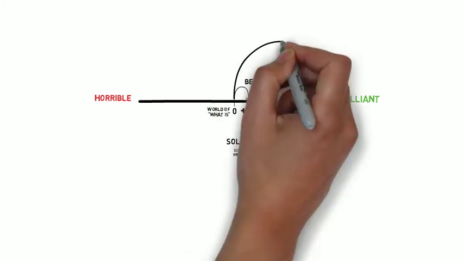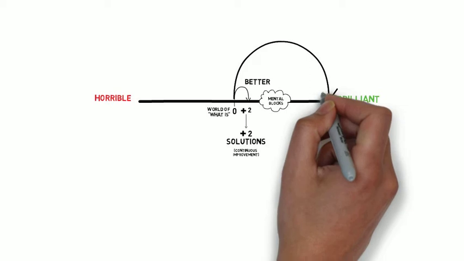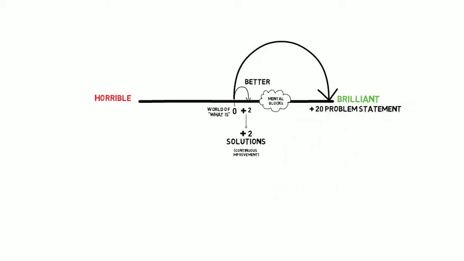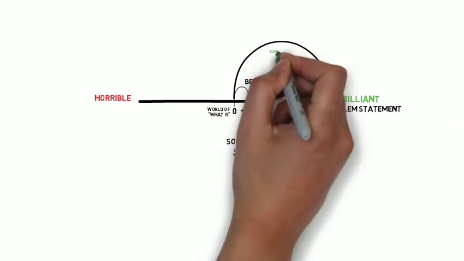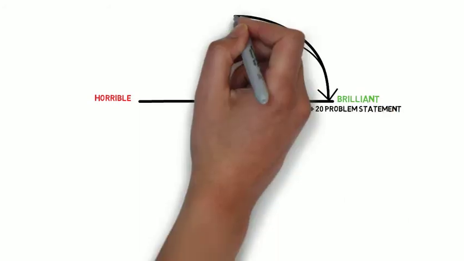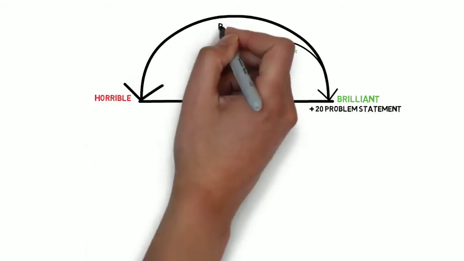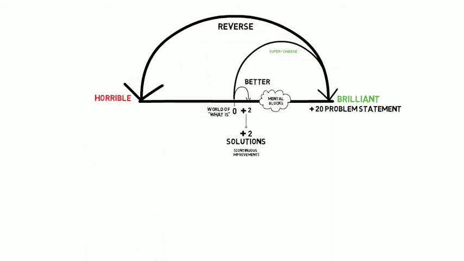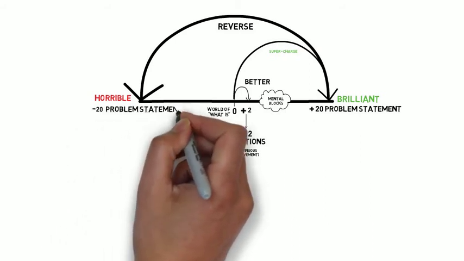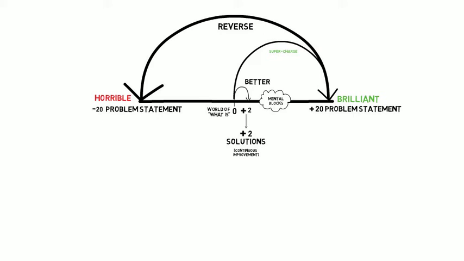Ideally, we'd like to get above those mental blocks and get to, let's say, +20 as a problem statement. So the first step of the process is to supercharge that problem statement, to suspend all judgment to overcome the mental blocks and generate a +20 problem statement, which will be truly brilliant as an outcome. What we then do is reverse that problem statement. So it goes from +20 to -20. It needs to be equal and opposite. Horribly bad rather than brilliantly good. And this effectively is the -20 problem statement.